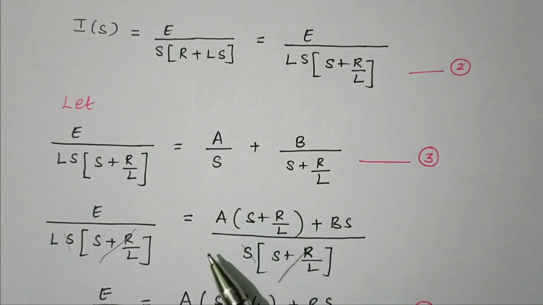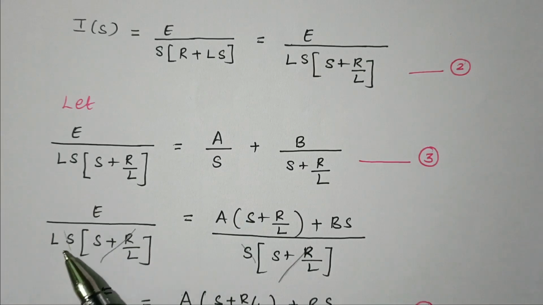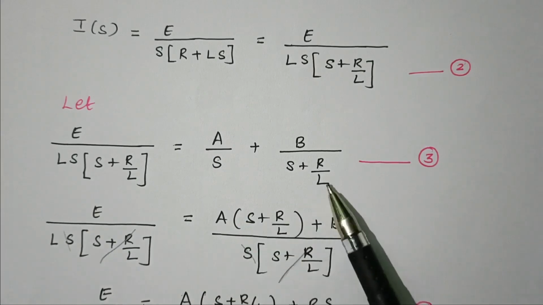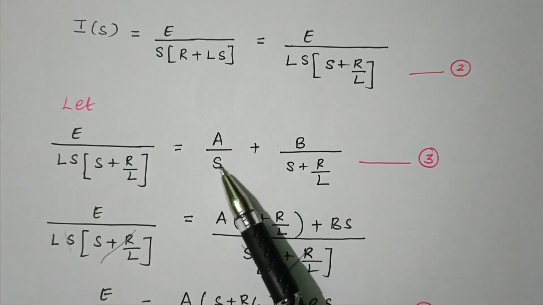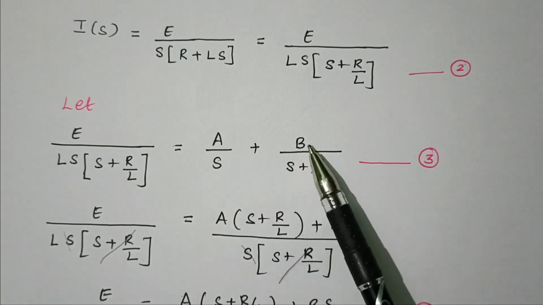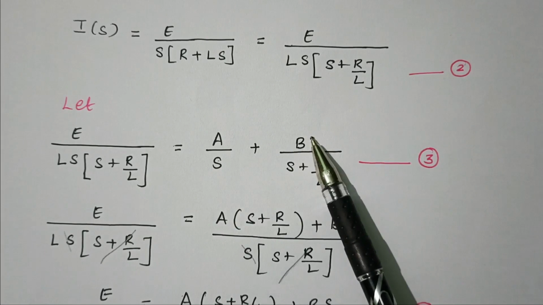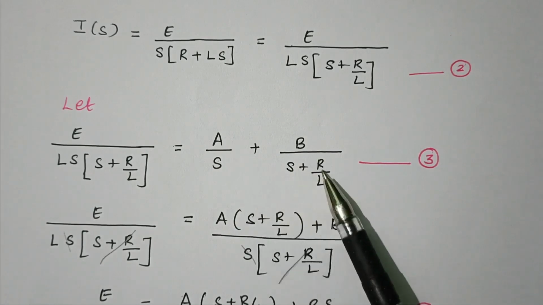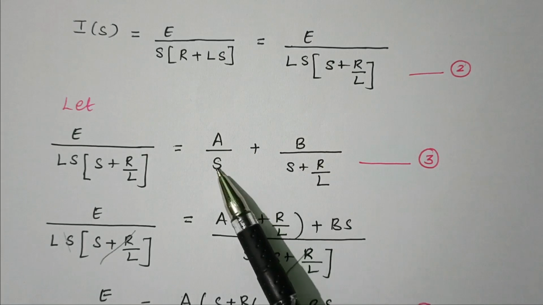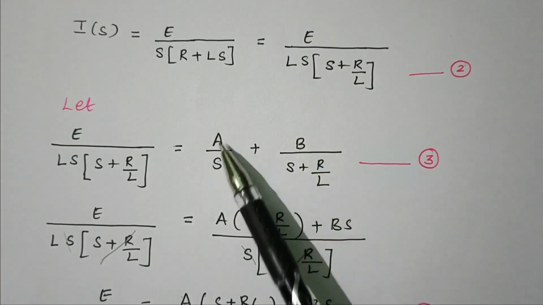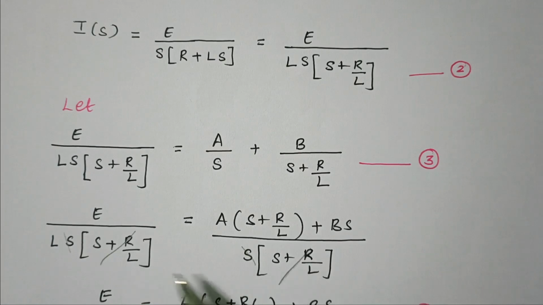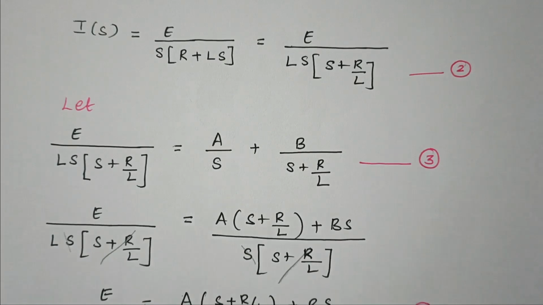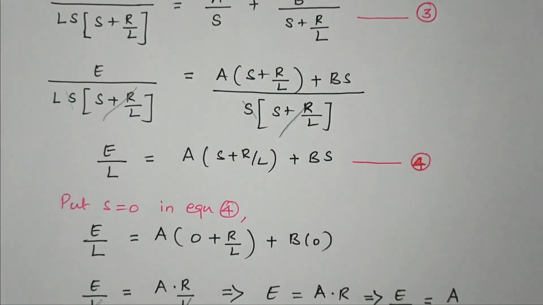Now we can go for the simplification. So this term E divided by L s of s plus R by L equals, taking the LCM, s into s plus R by L. Here s is available, so it is multiplied with this term. Here s plus R by L is available, so it is multiplied with s. So A into s plus R by L plus B into s. This term is multiplied with A, this term is multiplied with B in order to simplify. Now this s got cancelled. Similarly, s plus R by L is also available on both sides. So after cancelling the terms, we will see what happened.